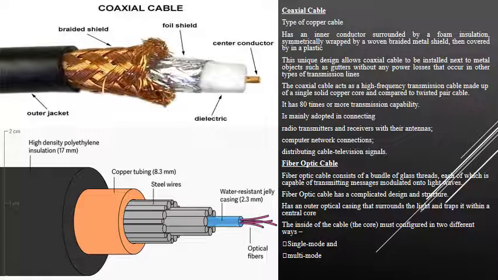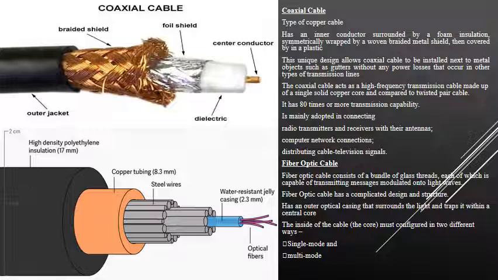Coaxial cable is a type of copper cable. It has an inner conductor surrounded by foam insulation, symmetrically wrapped by a woven braided metal shield, then covered in plastic. This unique design allows coaxial cable to be installed next to metal objects such as gutters without any power losses that occur in other types of transmission lines.